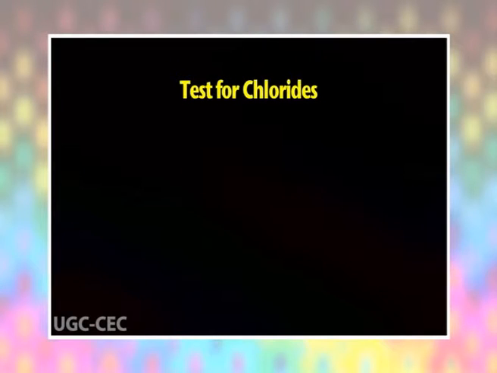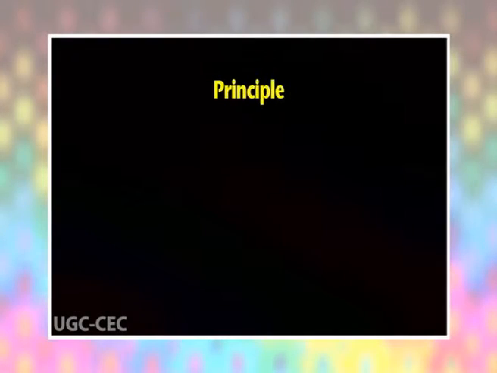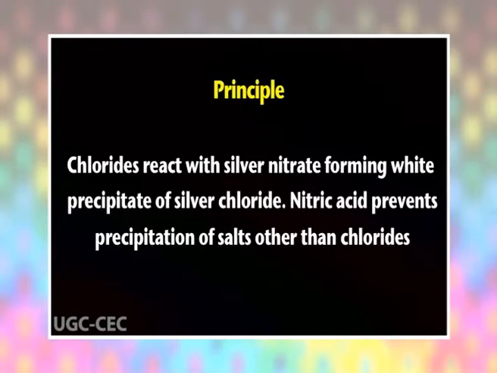Let's discuss the first one, test for chlorides. To 1 ml of this filtrate, add 2 drops of concentrated nitric acid and 2 drops of 3% silver nitrate. A white precipitate of silver chloride shows presence of chlorides in serum. Now, this test is based on the principle that chlorides react with silver nitrate, forming a white precipitate of silver chloride. Nitric acid prevents the precipitation of salts other than chlorides.